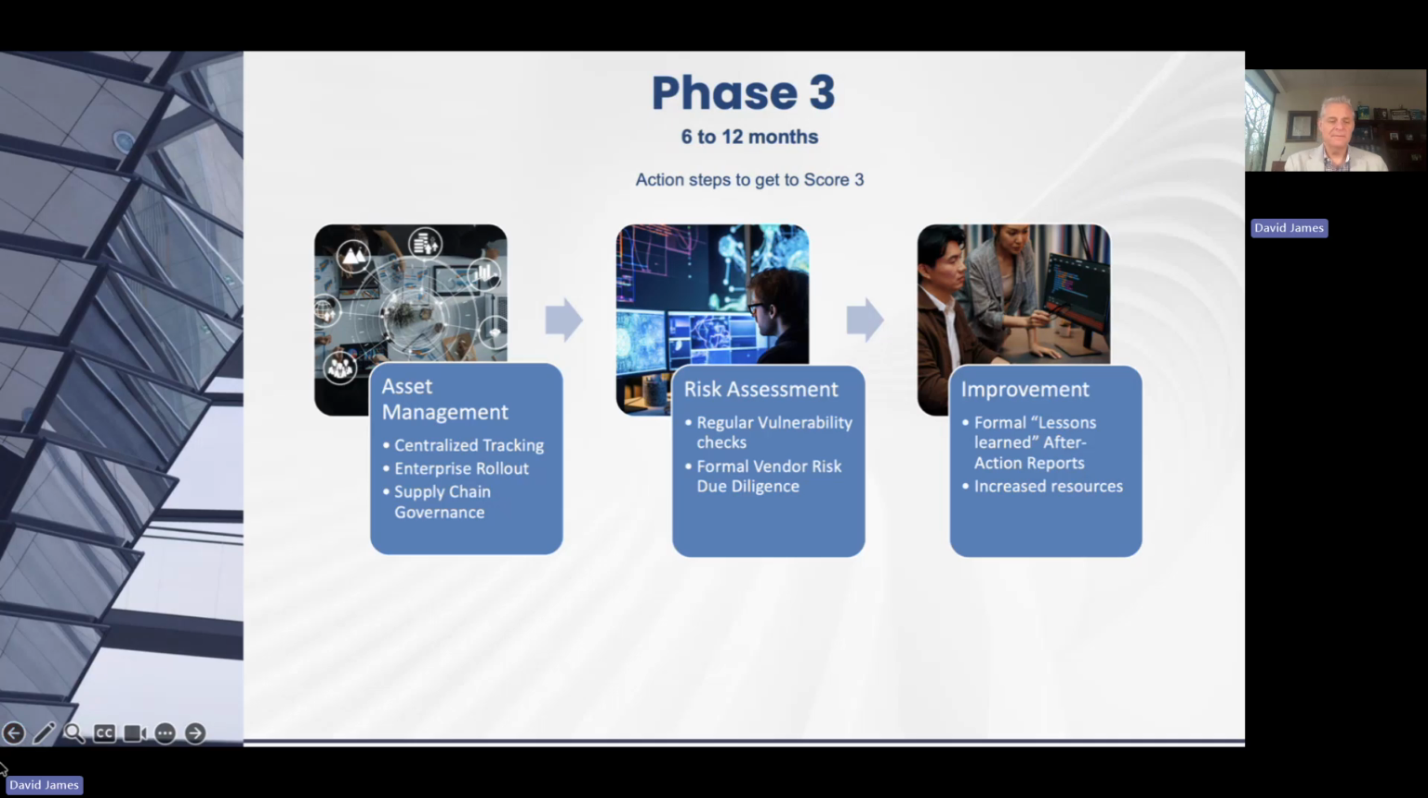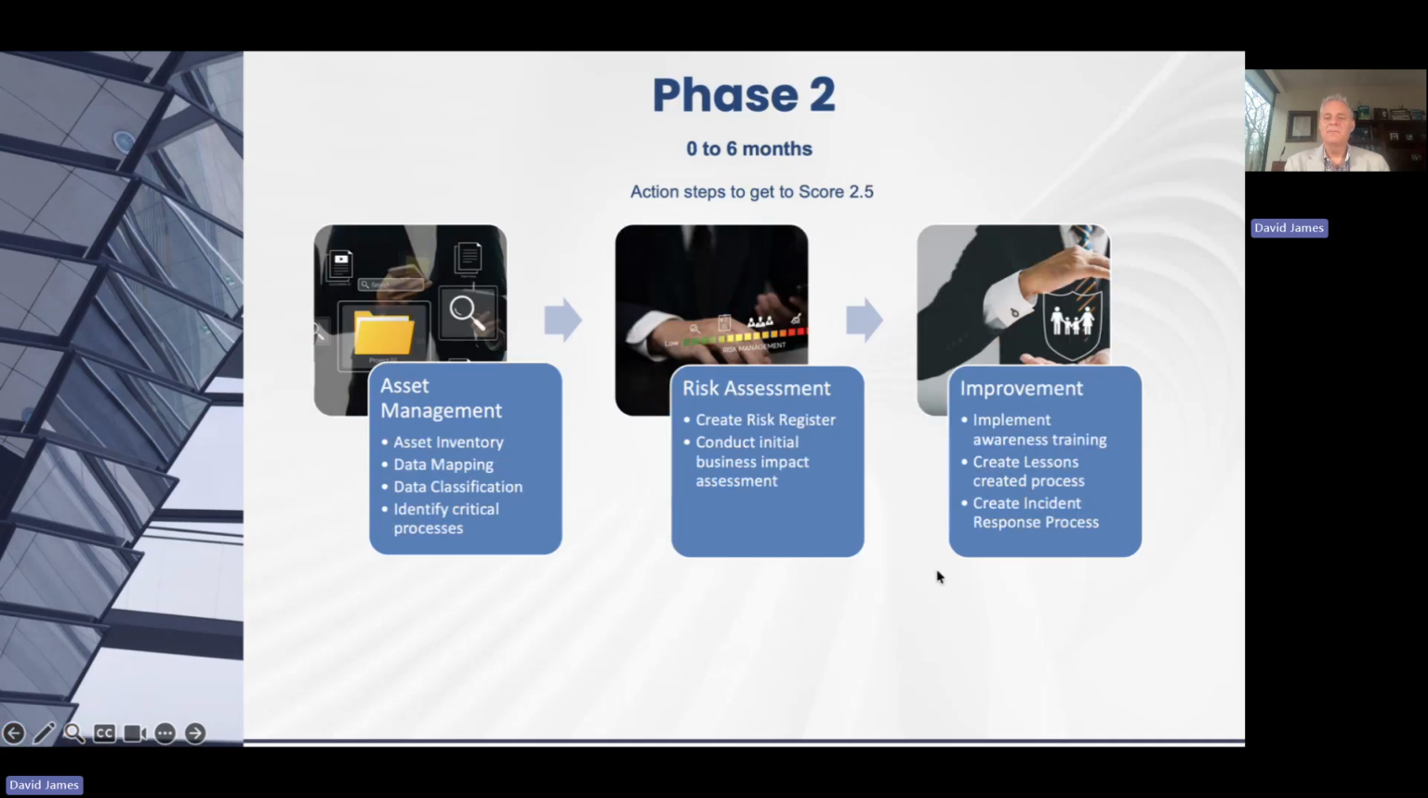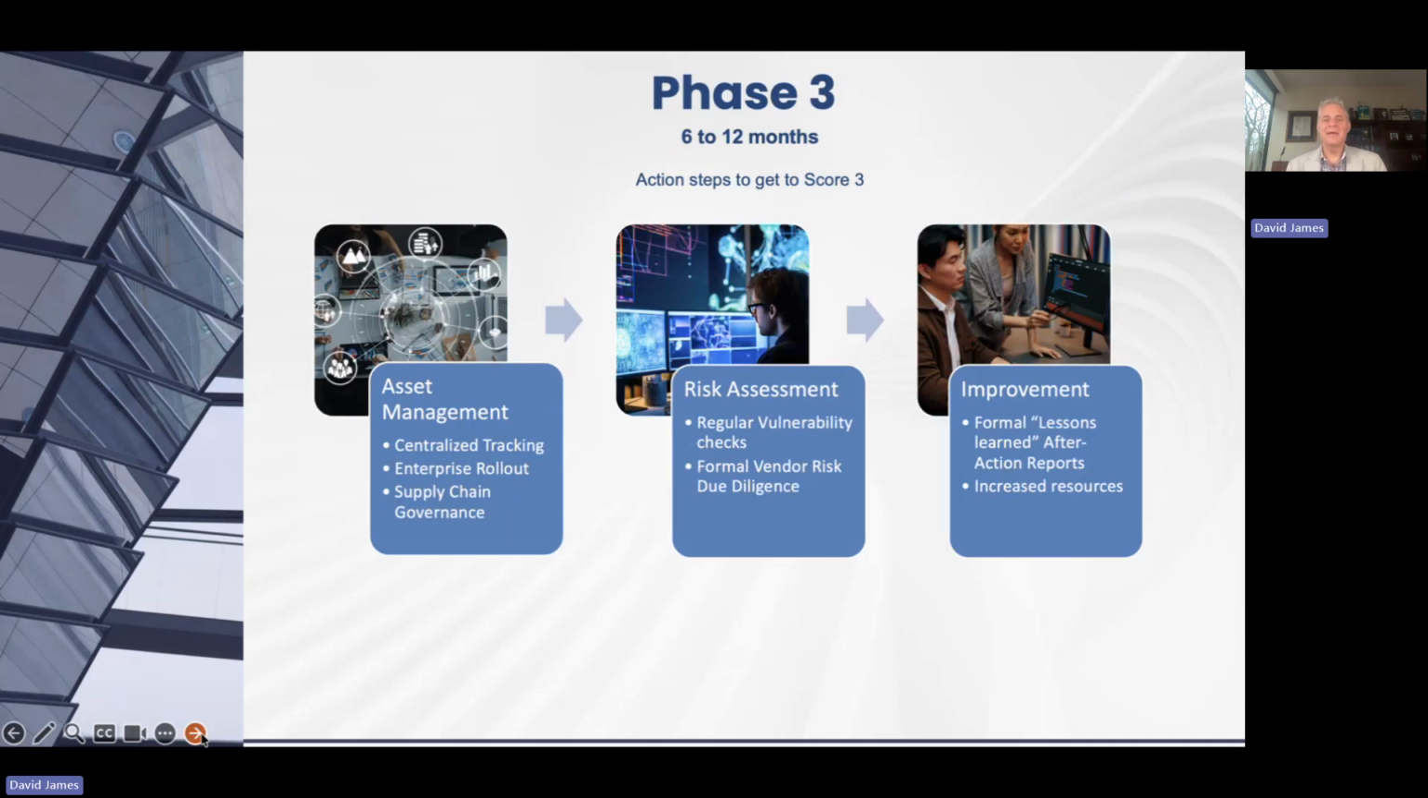Then finally, I keep going backwards, we're going to move into the improvement, which is implementing training for our employees and creating a lessons learned process. At that point, we should be at a 2.5 score. Then phase 3, we can continue this. We're going to be in a centralized tracking environment for asset management, rolling out patches and software, and we're going to be moving to vendor supply chain oversight.